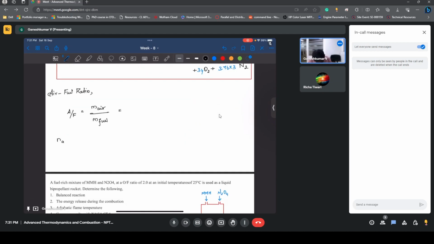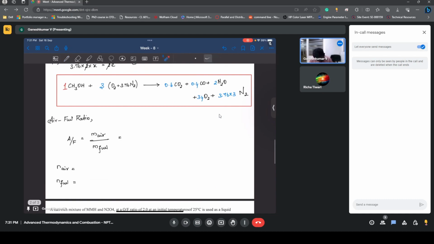Let me write it down. So moles of air and fuel. What is the number of moles of air we have in this reaction? This is fuel, right? Number of moles of fuel is 1, no problem. Is the number of moles of air 3? Yeah.